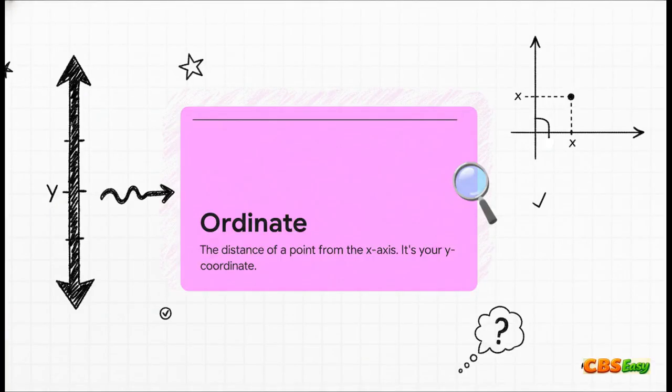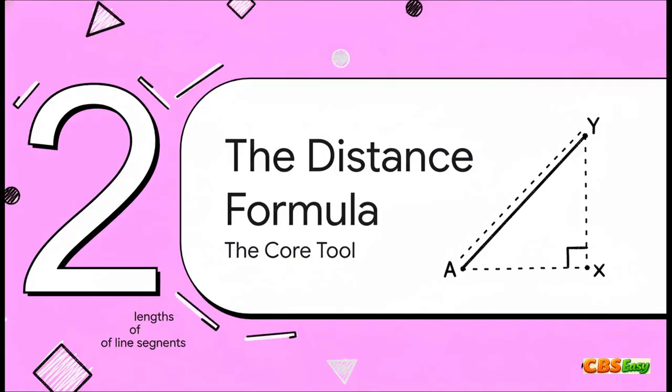And, of course, where there's an x, there's gotta be a y. The partner to abscissa is ordinate. And you guessed it, that's just your y-coordinate. It's the up and down movement, your distance from the x-axis. So remember, abscissa is x, ordinate is y. Easy marks, right?